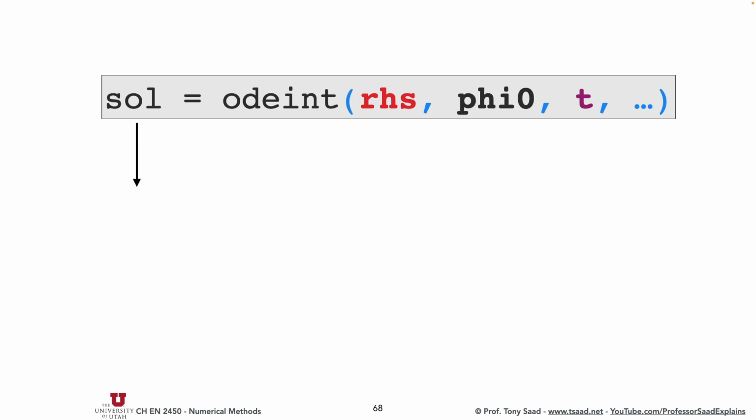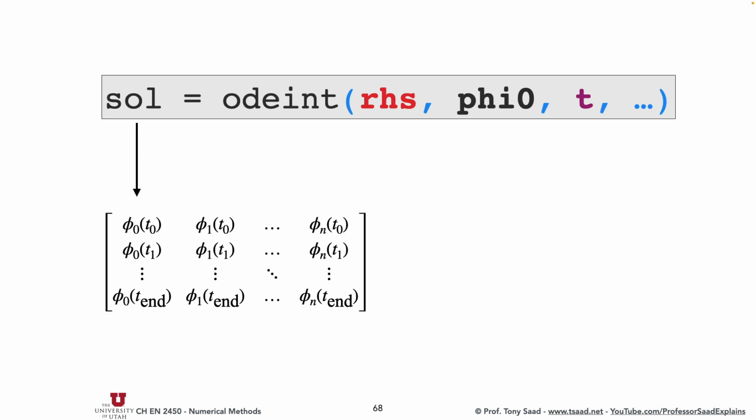So in fact, it's going to return an array or a matrix of this form. The first column is going to contain the values of the first ODE at all times. In the second column, the values of the second ODE at all times, all the way to the last ODE. So your solution is not going to be as easy as what we did with a single ODE where you had phi at all times. Now you have multiple phis at all the times.